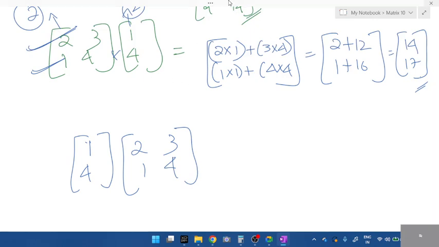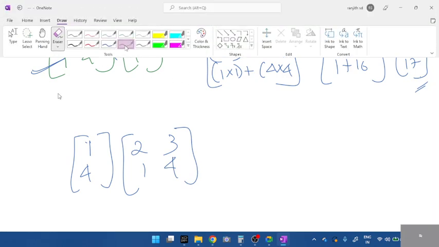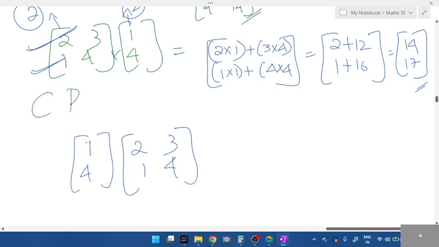What's the rule you have to follow? What's the alphabet I told? CR, right? So how many columns are there in the first one? One column. How many rows are there in the second one? Two. Do you think they're equal? No. You cannot multiply them. I'll tell you the logic.